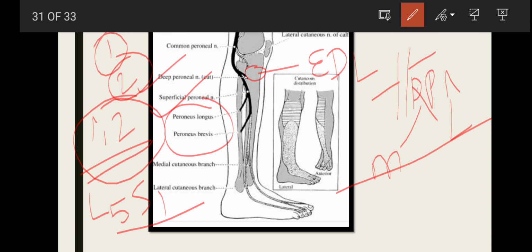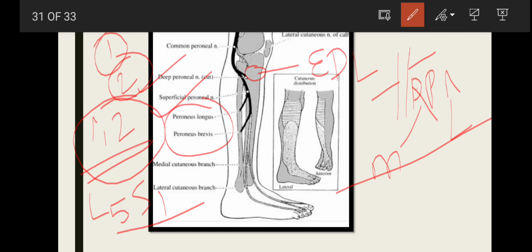Now this also gives off muscular branches, cutaneous branches, communicating branches, medial branches and lateral branches. So you have to go through the branches. I am not going to discuss this in detail, just make a reading on the branches.